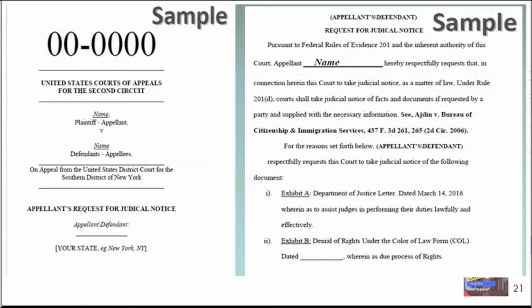And here's the text that goes with that. In that letter, you're also adding what is called Exhibit A and Exhibit B, or any other exhibits you would like to include. Exhibit A could be, for example, the Department of Justice letter. Exhibit B would be your denial of rights letter, which you've already served to the parties.